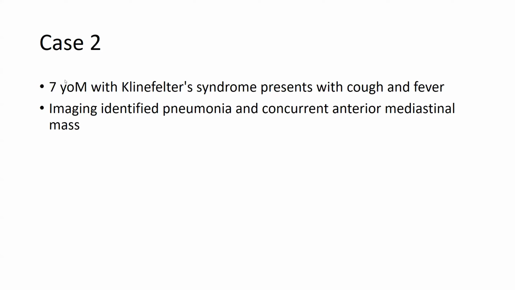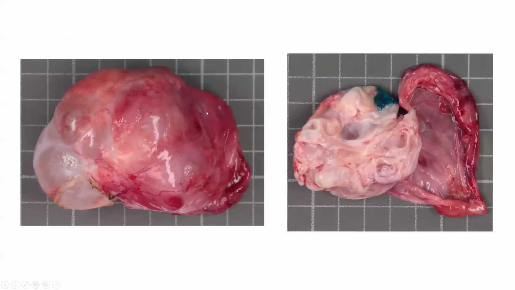Case number 2 is a 7-year-old male with Klinefelter syndrome who presents with a cough and a fever. Imaging identified a pneumonia and a concurrent anterior mediastinal mass. And of course, they imaged it and then they resected it.